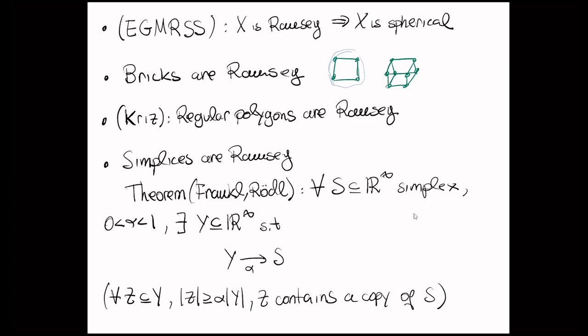There is also another result by Kříž that says regular polygons are Ramsey, which means not only bricks, which include the square, but if you have a pentagon, this is also on a circle. This is spherical as well, and it is Ramsey. And the last result that I want to talk about is that simplices are Ramsey. By simplices, I don't mean just regular simplices. For instance, you can see an obtuse triangle as a two-dimensional simplex. It just means D plus 1 points in R^d that are all affinely independent. I hope that makes sense.